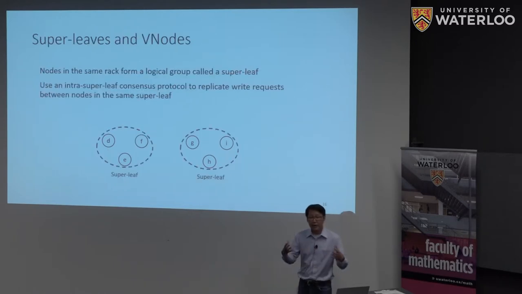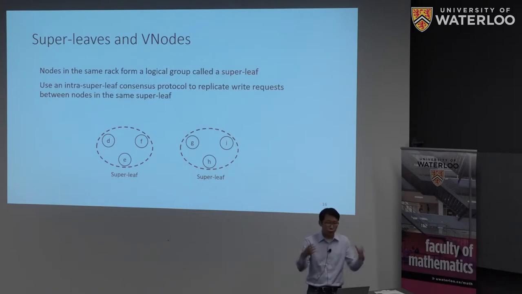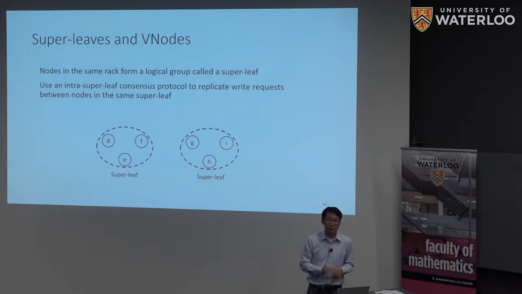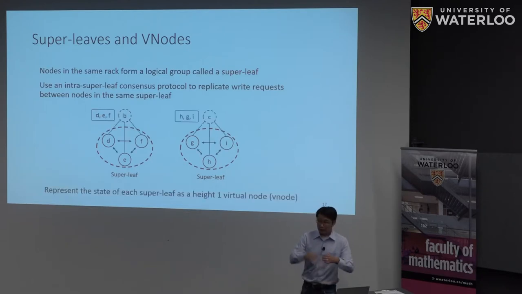Now, in order to take advantage of these high-performance networks, the high network bandwidth within a rack, we group all the different participants within the same rack into something we call a superleaf. And then we use an intra-superleaf consensus protocol to allow these participants to exchange state, to exchange the write requests and to order them. I'm going to talk about the intra-superleaf consensus protocol a little bit more in a few slides. Now, the state of a superleaf is therefore a sequence of write requests received by the members, and we can represent that state as a height 1 virtual node. In this case, we have 2 superleafs, and we have 2 height 1 virtual nodes, B and C.